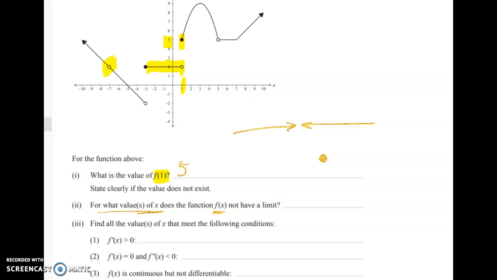defined. So here, there is a limit because the function is heading to the same place. At this point here, though, the function is heading down when we approach from below, and then it's heading up to 2 up there. So that's the first value where x doesn't have a limit. So at x equals -3.